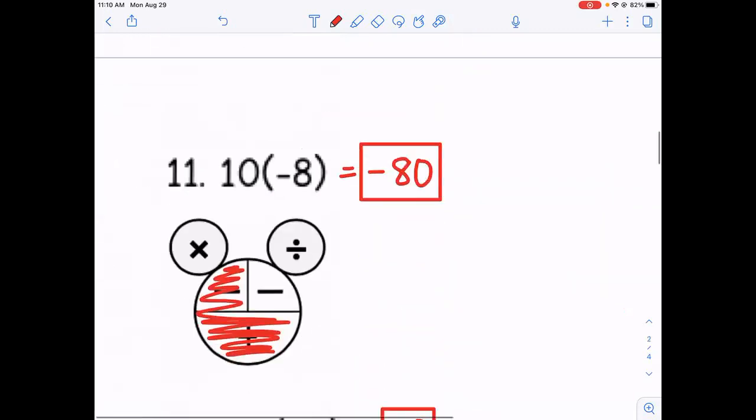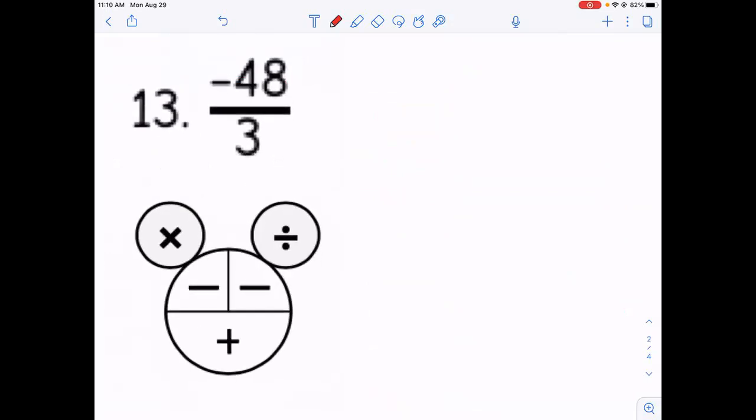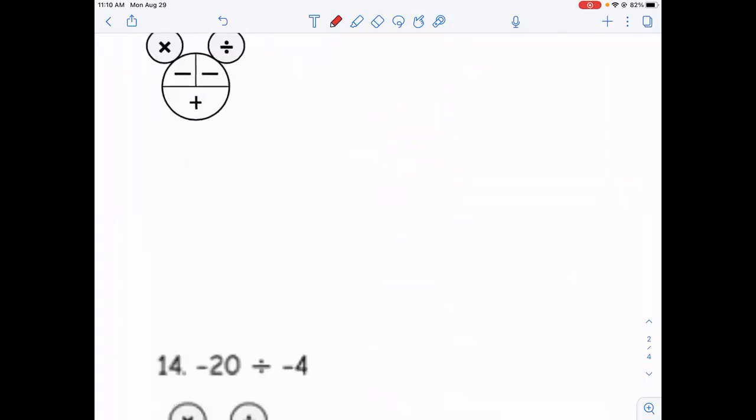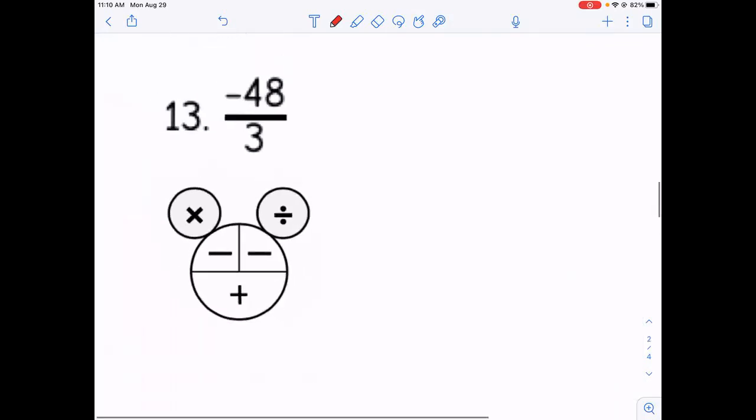All right, so now let's change gears here for division. Division can look a couple of different ways. You'll notice, look at number 13 and number 14. They're written two different ways. Sometimes you'll have it written like this, as a fraction, or it might be written like this with a division sign. They both mean divide. Okay.